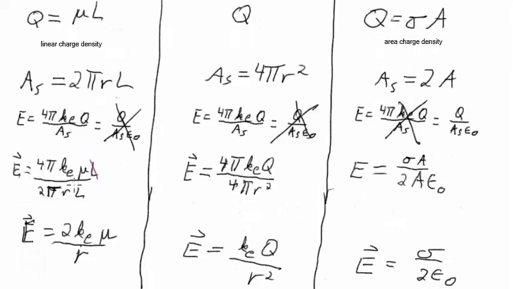For the wire, we see that the L's cancel, the 4 pi and the 2 pi cancel to get 2. We're left with 2 K sub E mu, the linear charge density, divided by the radius. For the sphere, the 4 pi cancels out with the 4 pi, and we're left with the electric field equals K sub E Q over R squared. This is the most familiar form, and it actually is called Gauss's law in our text. And finally, for the area charge density, the area cancels with area, and we're left with the area charge density divided by 2 epsilon naught.